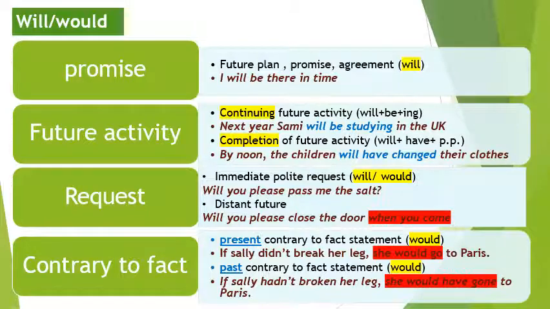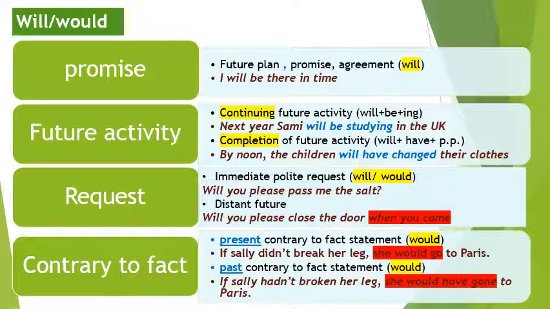Now let's move to request. Usually, we use will or would to make a polite request or to soften our request, to make it milder, for instance, Will you pass me the salt, please? Or will you please pass me the salt?